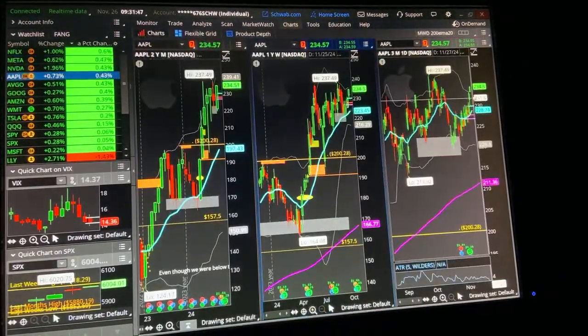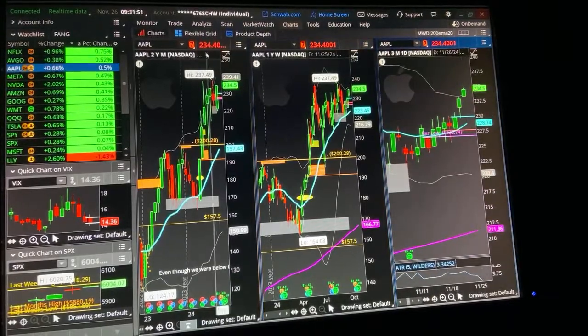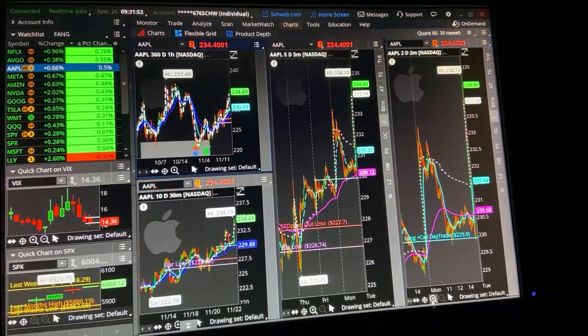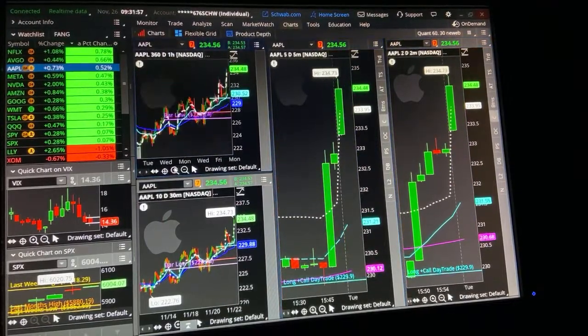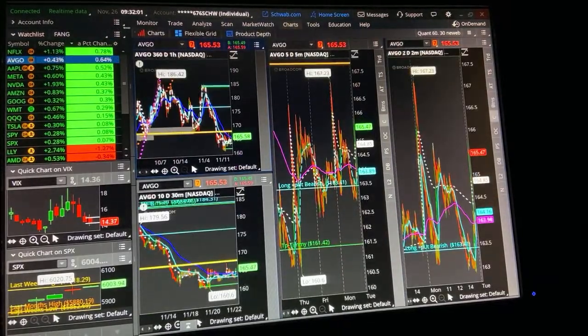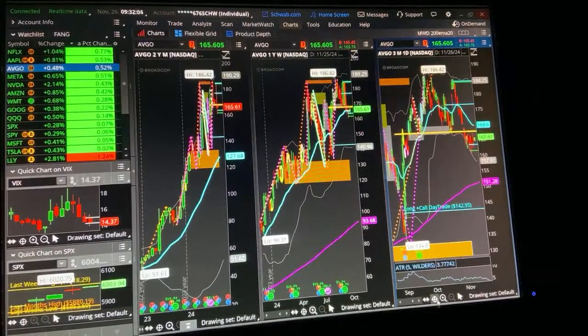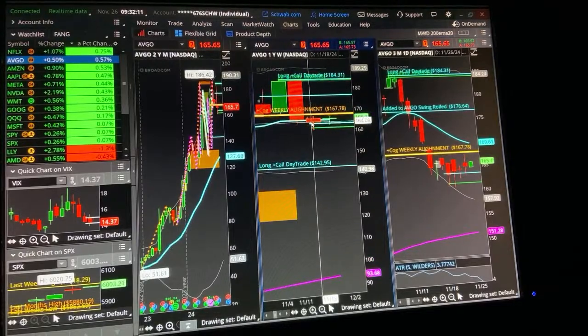All right, so Apple was one of the stronger ones coming out the gate yesterday. So far, right out of today's gate, it's trying to put a nice little bar print in right now. AVGO has been basing, an inside bar over here for a little while now, last week's high and low range.